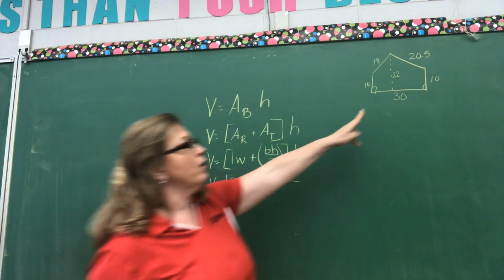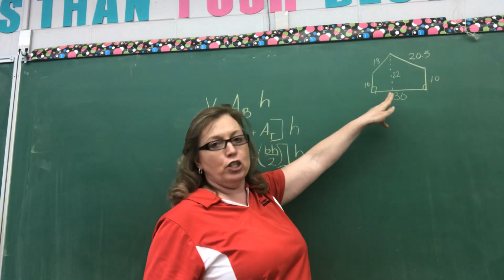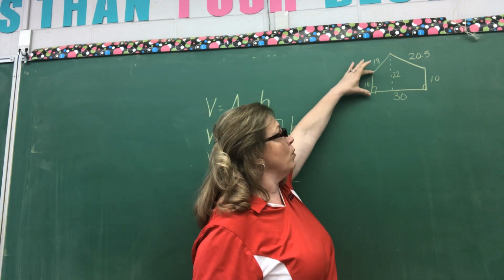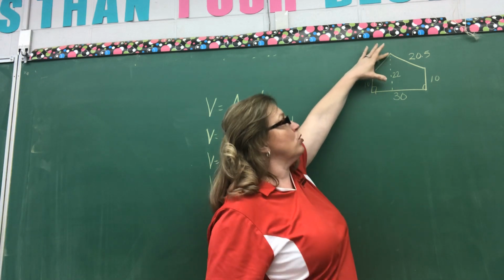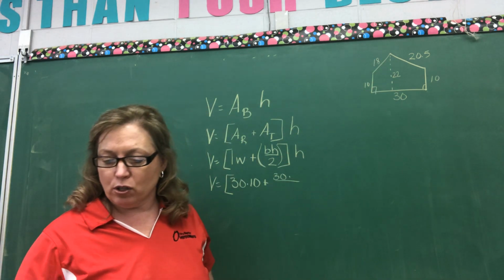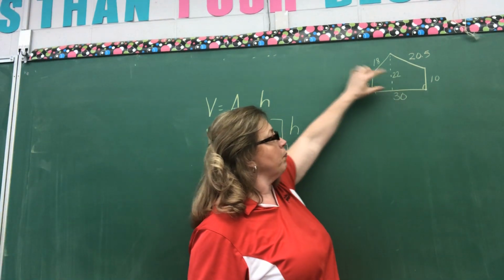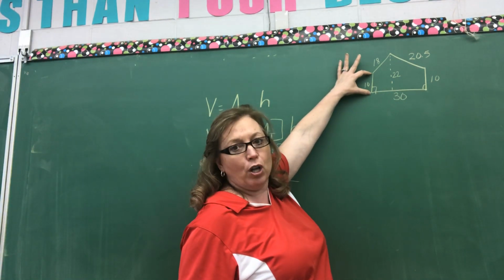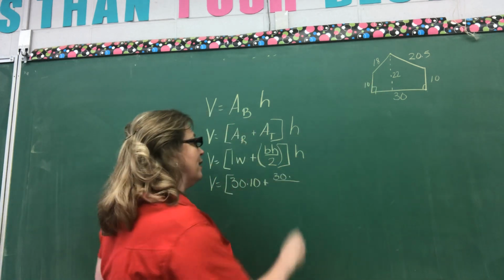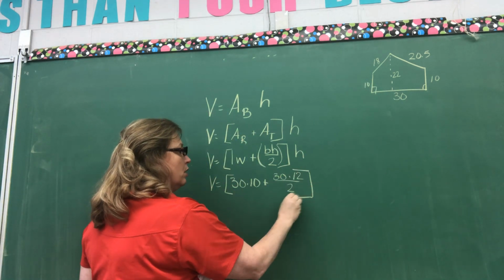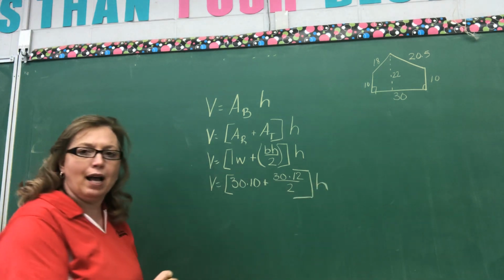So we have 30. Now I have to know what the height of it is. The entire diagram is 22 centimeters. However, my triangle only goes from the top of the rectangle to the point. So how am I going to solve that? I'm going to say to myself, 22 minus the 10 that belongs to the rectangle. So my height is 12. I'm going to divide that by 2 in just a little bit and multiply by my height.